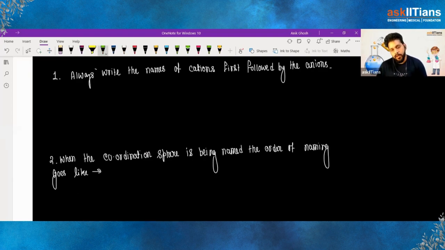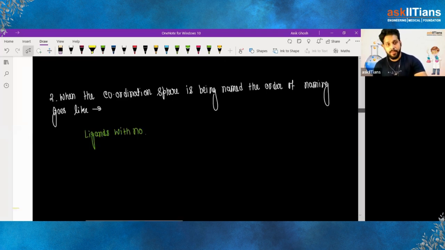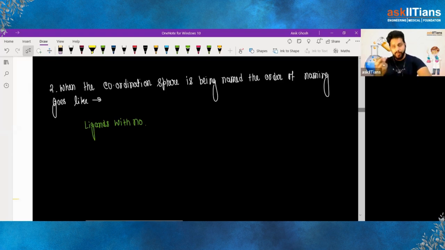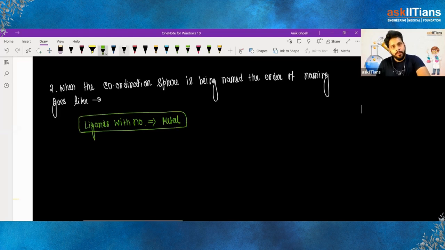1. So first you're gonna name the ligands with number, means 1 ligand, 2 ligand, 3 ligand. Like let's say I have 6 ammonia, so hexaammine in that, right? Hexa, that is the number. Tetraammine, tetrachloride, like the number you have to mention. That's first. Okay, then followed by the name of the metal. So first ligands with number, then the metals. Now let's talk about the cases here.